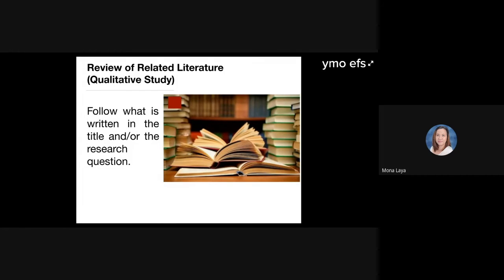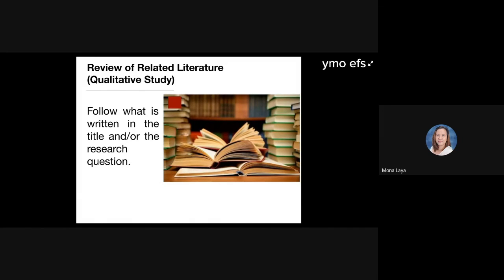For qualitative, again, follow what is written in the title or the research question. So if you started with the research question about lived experiences, in your review of related literature, you start with lived experiences. And then you have the second question about coping, then the second topic for your review of related literature is about coping. Okay? That's it. The RRL in qualitative is actually not strict.